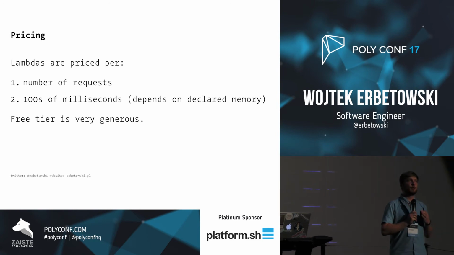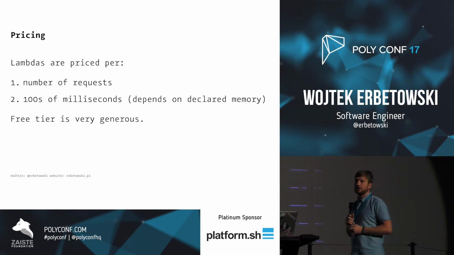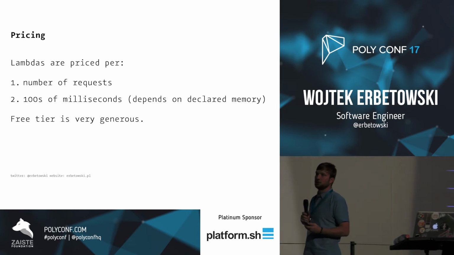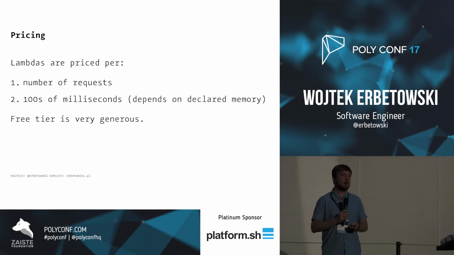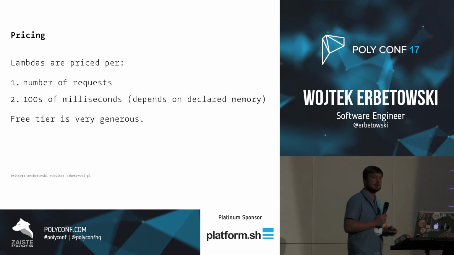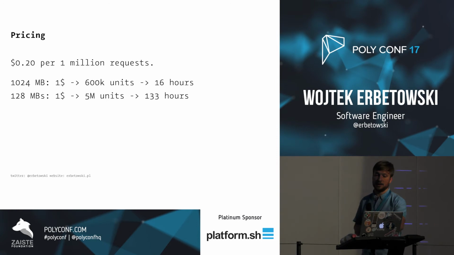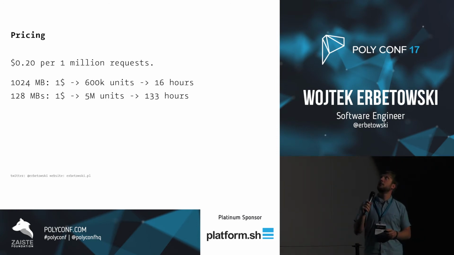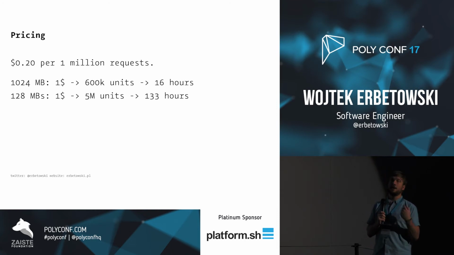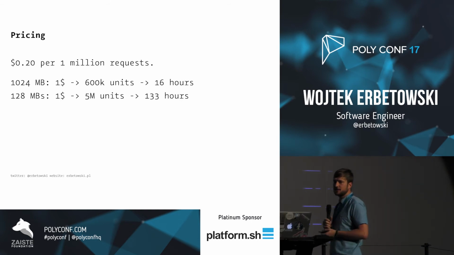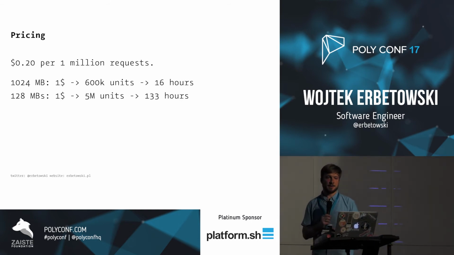And then for the time span counted in hundreds of milliseconds. The price depends on the memory consumption that you declare upfront. But the important part as well is that the free tier is very generous. Some examples here is that if you want to do many executions, let's say for every million executions, you're going to pay 20 cents, which is definitely not that expensive.